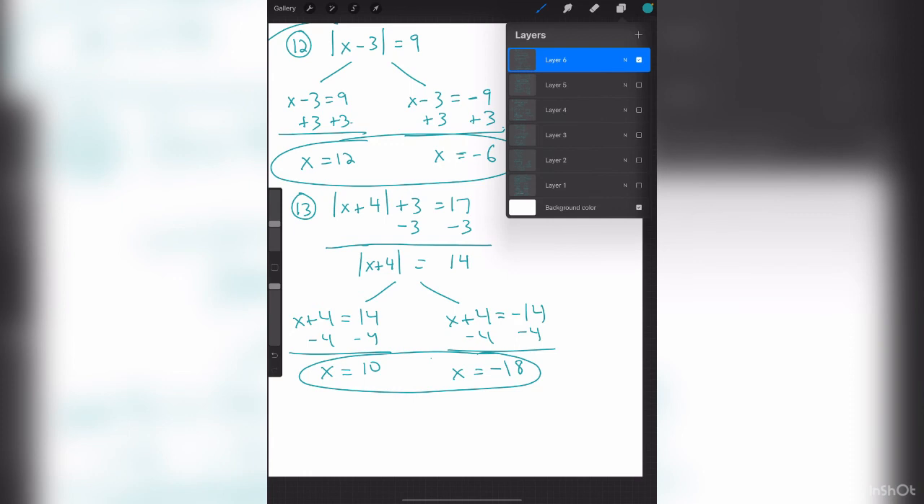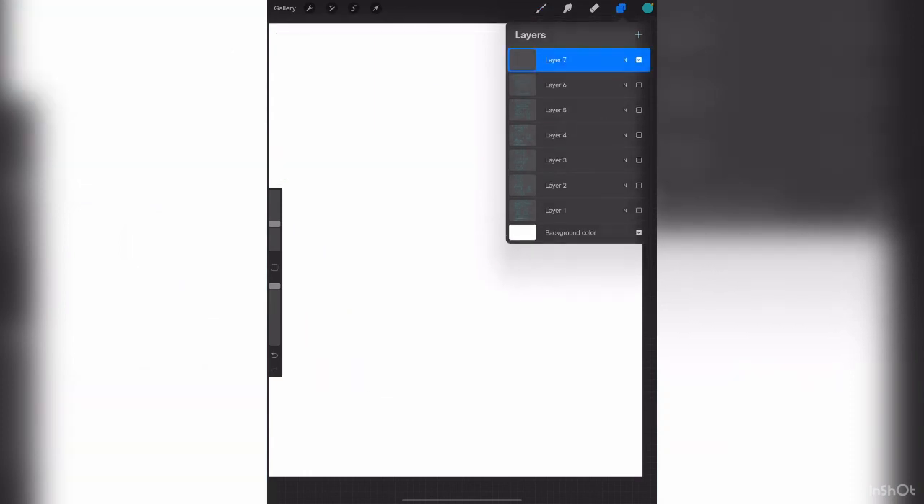Moving on. Last few. 14. It says solve each equation. Check for extraneous solutions. So we'll show you what that is. The absolute value of 2y minus 4 is equal to 12. Let's go ahead and take a look at this.